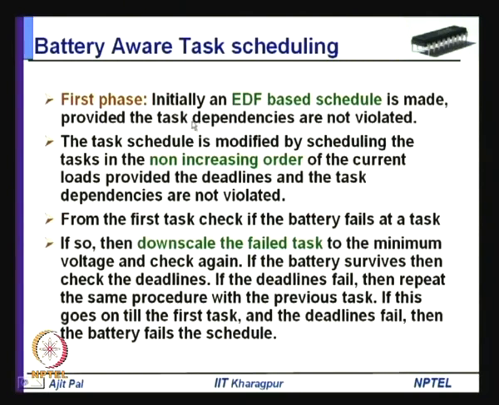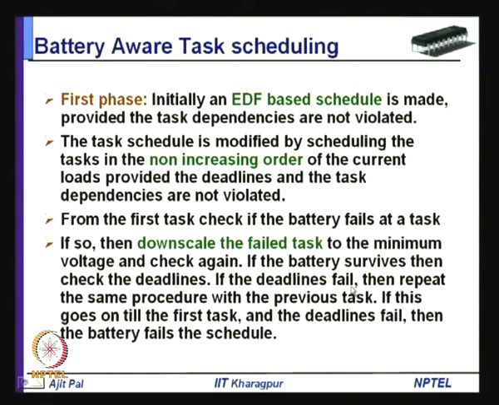In the first phase, initially an earliest deadline first base schedule is made, provided the task dependencies are not violated. Then the task schedule is modified by scheduling the tasks in non-increasing order. As you have seen, non-increasing order gives you a better result for the current loads, provided the deadlines and task dependencies are not violated. From the first task check, if the battery fails at a task, then some modification is done. Then they downscale the failed task to minimize voltage and check again. If the battery survives, then check the deadlines.